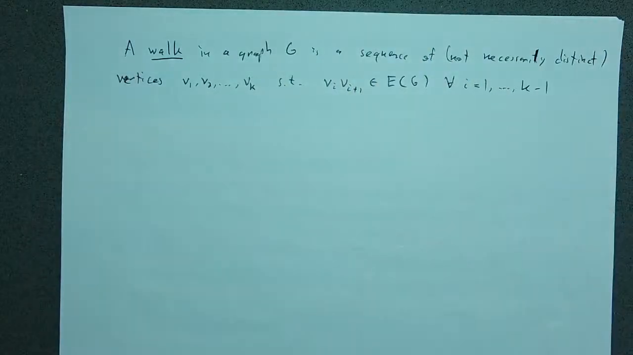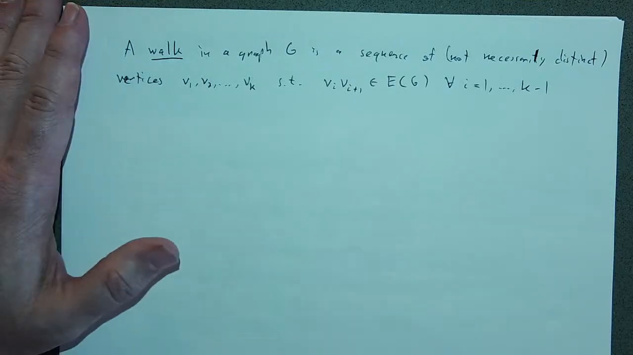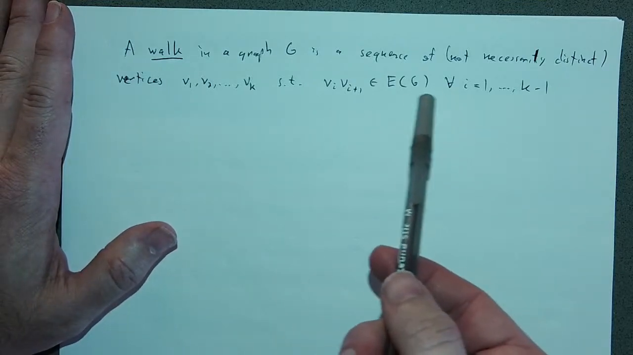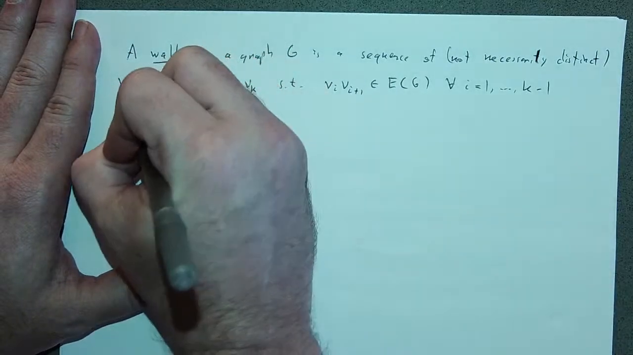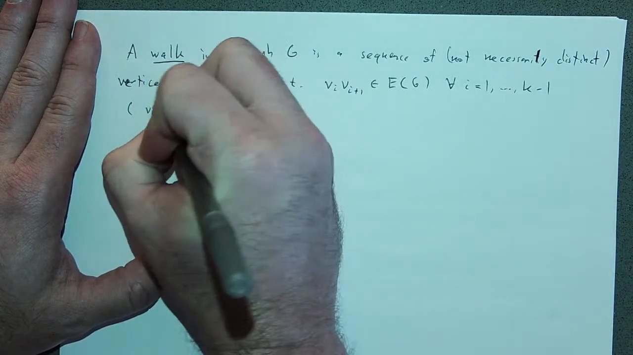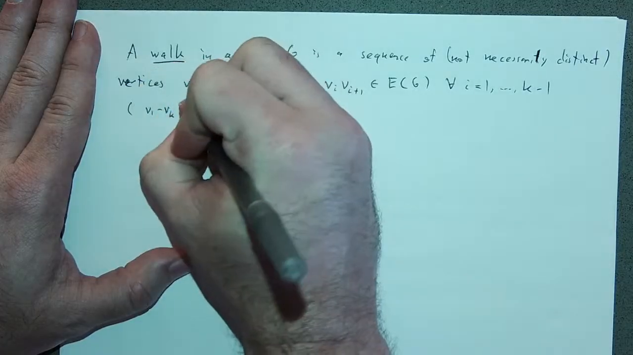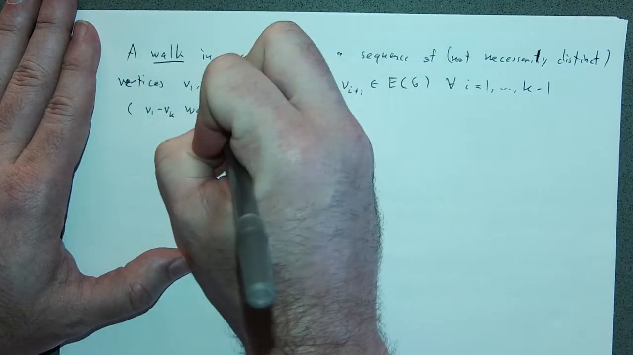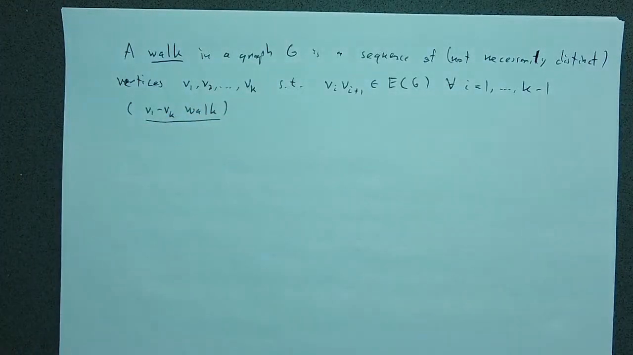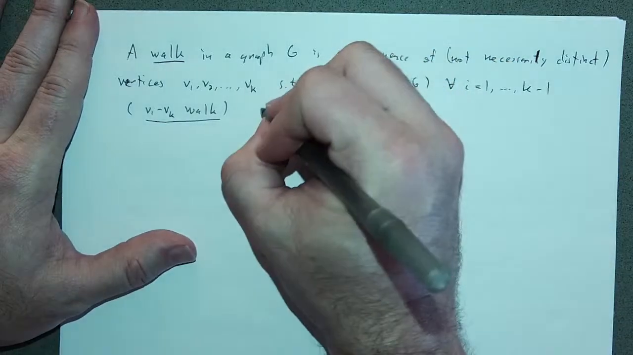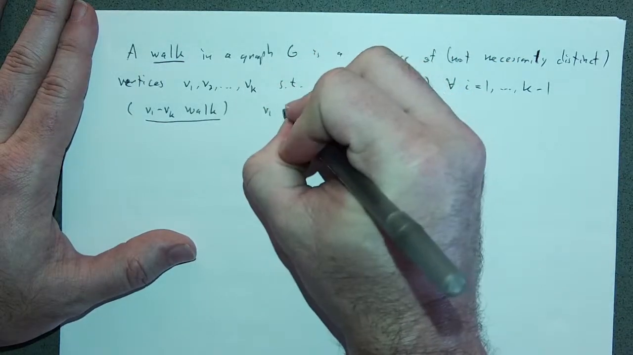To wrap all of this notation into a single thing, you might call this a v1 to vk walk. So call this a v1 to vk walk, if you wanted to go ahead and include the vertex notation that you are going to be using here. You might see it called that. In either case, we'd say that v1 and vk are the end vertices of the walk.